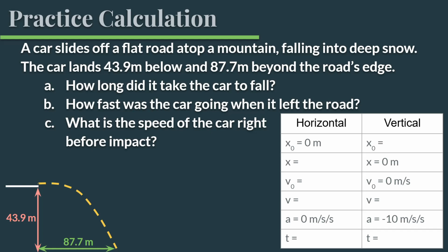How fast was the car going when it left the road? And what is the speed of the car right before impact? Okay, so we've got 3 questions to answer. We're going to focus on them one at a time, starting with how long did it take the car to fall. And the first thing I want to do is identify my positive direction. I need to identify which direction is positive vertically and which direction is positive horizontally. And I have done that by adding axes over there to the side and labeling plus sign for up and plus sign for to the right. If you want to label it differently, you can. You can call down positive if you want.